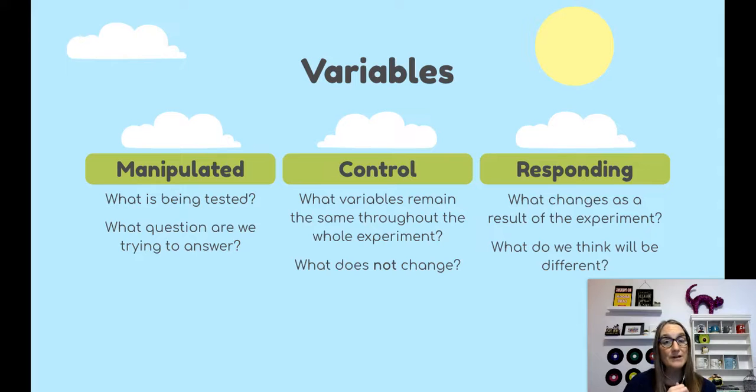And the responding variable, you remember, is the thing that changes as a result of the experiment. In that example we used about plant food, it was the difference in the height of the plants. That was the responding variable. So, what do we think will be different? And what do we observe as being different? That will be our responding variable. And on Wednesday, if you have questions about this, of course, we will work through it together.